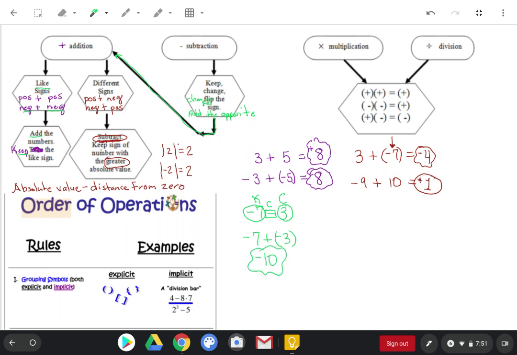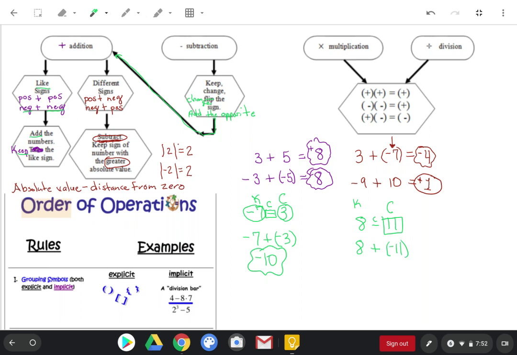If I were doing a problem such as 8 minus 11, I would still do the same thing. I would add the opposite or keep change. So I'm keeping the 8 as it is, changing the subtraction sign to an addition sign, changing this positive 11 to a negative 11. So now I have a new problem where I am adding a positive and a negative.